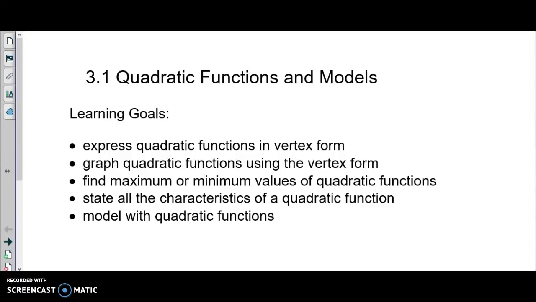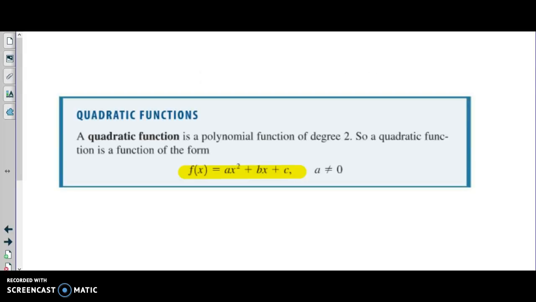Okay, so this is the first part of the video. We're going to do 3.1 quadratic functions and models. So a quadratic function is a polynomial function of degree 2. The quadratic function is a function of this form. This is very important to know.